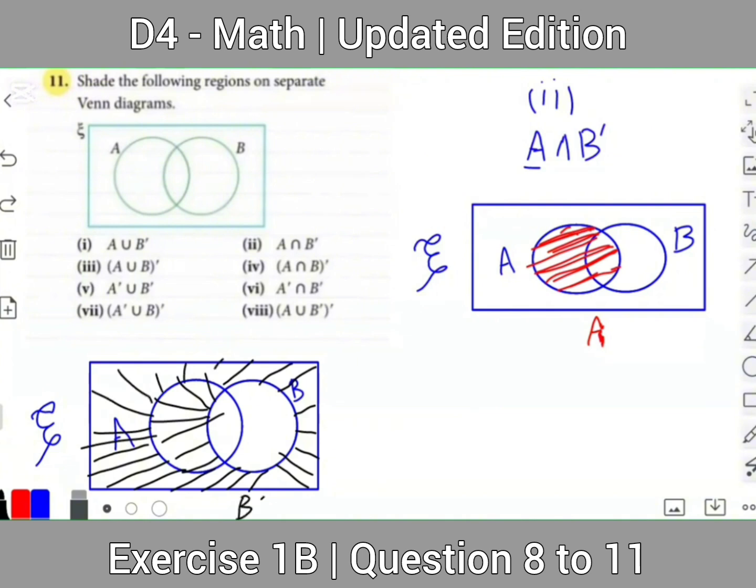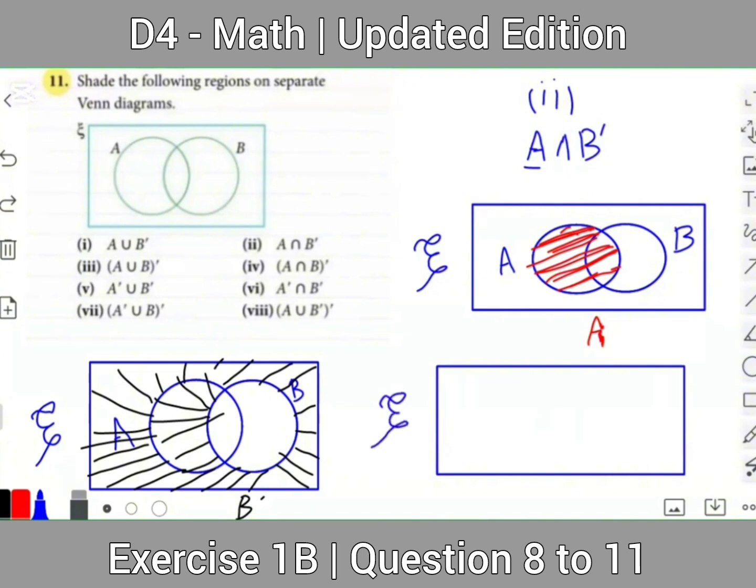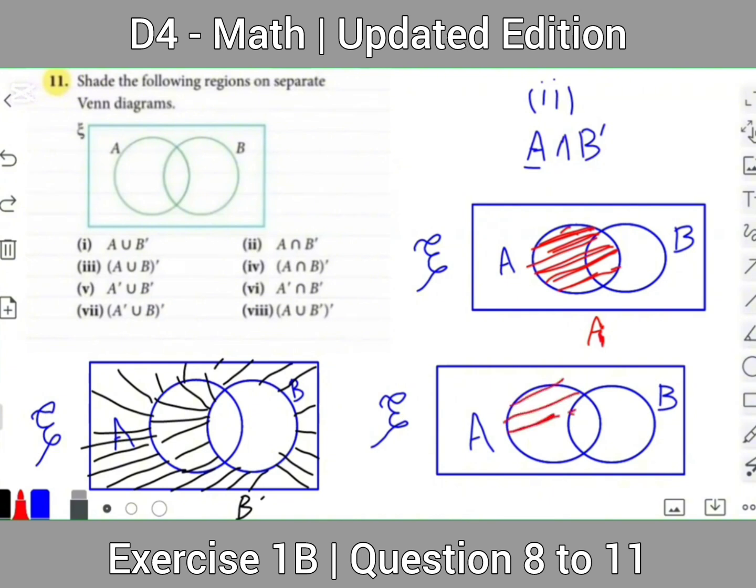Now in the third Venn diagram, we have to find out the region for A intersection B complement. For this, we will again draw a rectangle that represents the universal set eta. So here, the region that is common in both the Venn diagrams is the region in the set A only. So the third Venn diagram represents the shaded region for A intersection B complement.